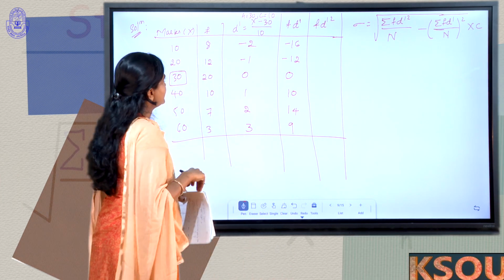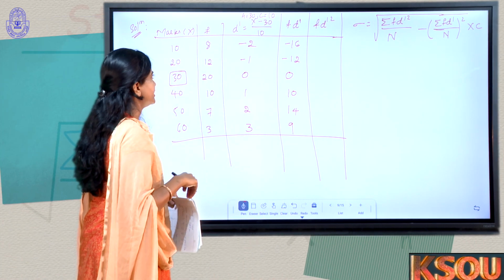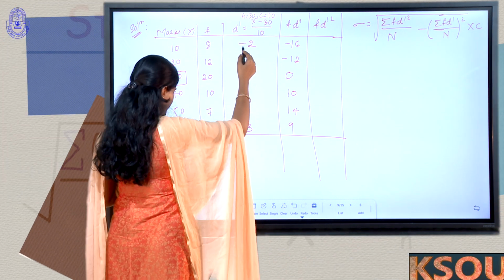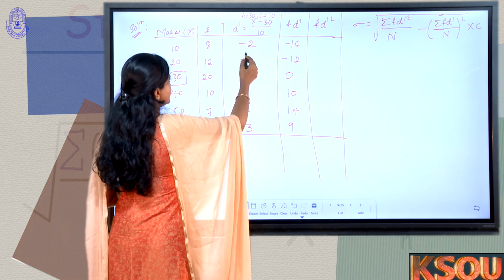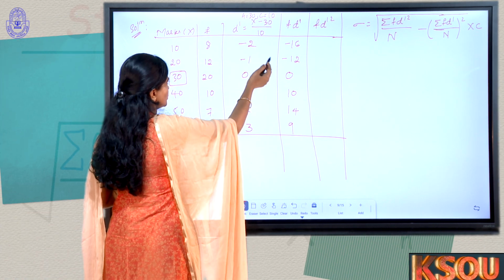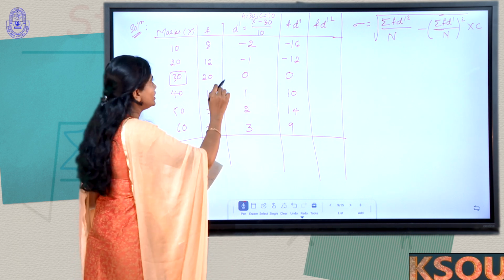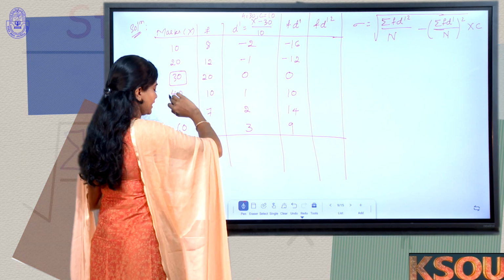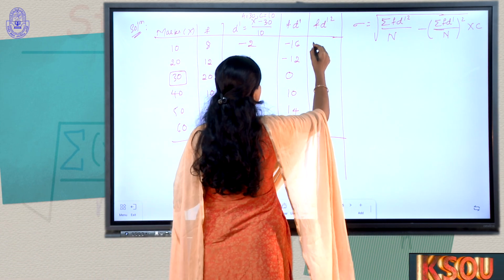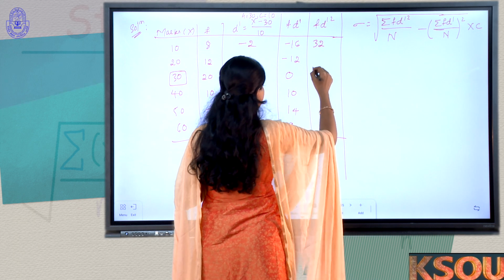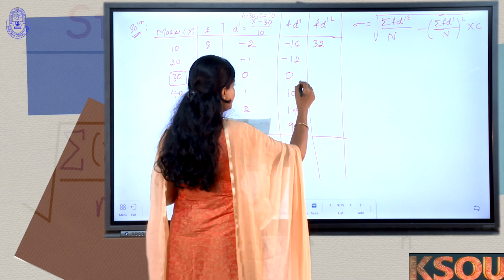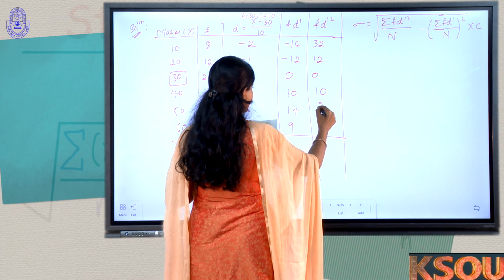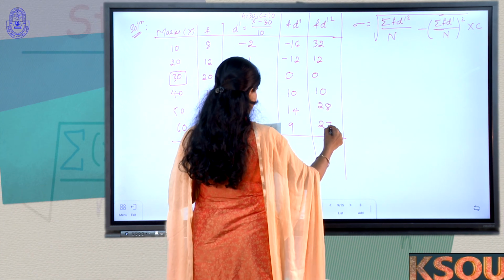Then you can calculate the FD square here. So, for that you just take the d square here. D square is minus 2 into minus 2, you will have to get plus 4 into f, that is 8, you will have to get the value is 32. Similarly, you will have to do it for the remaining values, that is 12, 0, 10, 28 and 27.